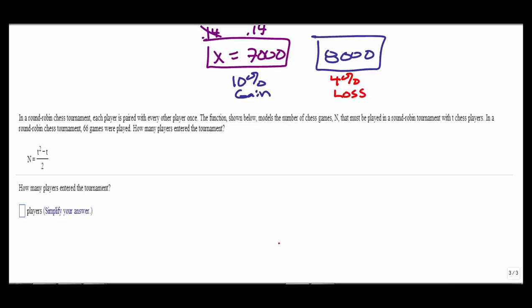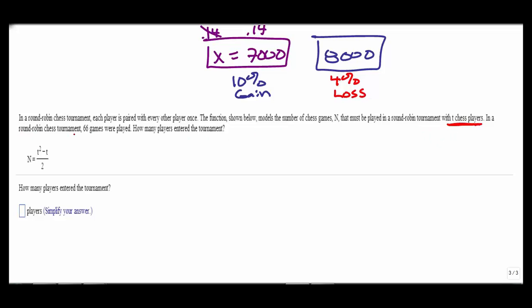This function right here models the number of chess games that will be played. So if you knew you had 36 people showing up, this would kind of give us an indication of how many total games would be played that day. Now T represents the chess players, the number that must be played in a round robin tournament with T chess players. So this is the number of people that showed up.